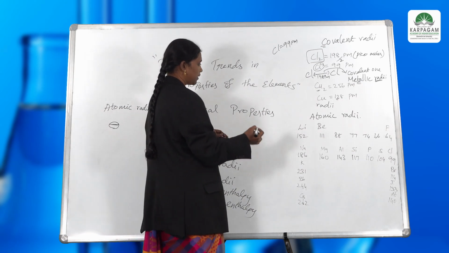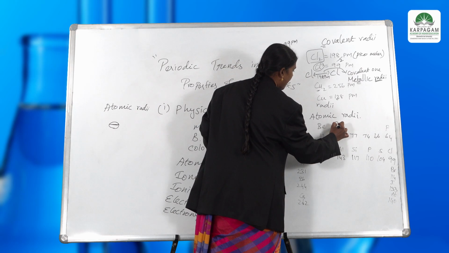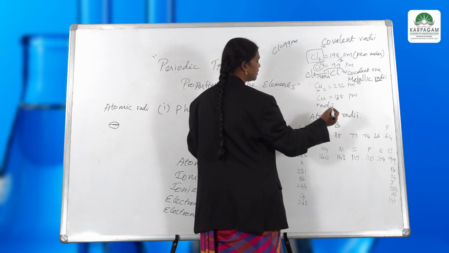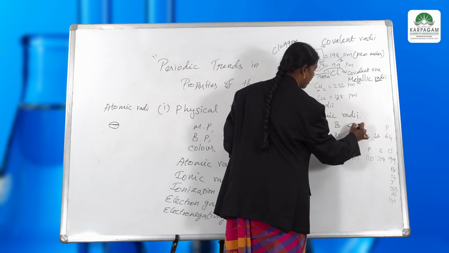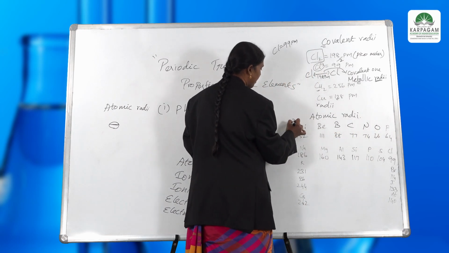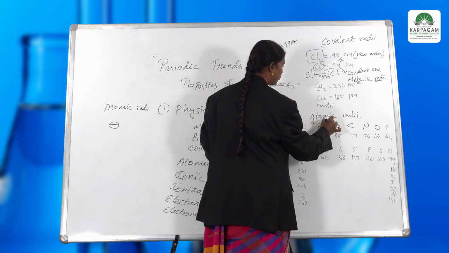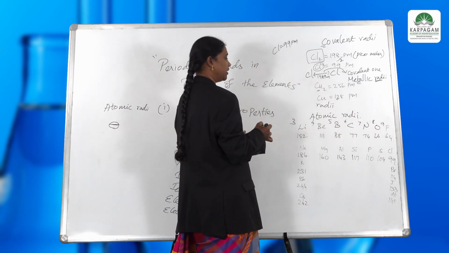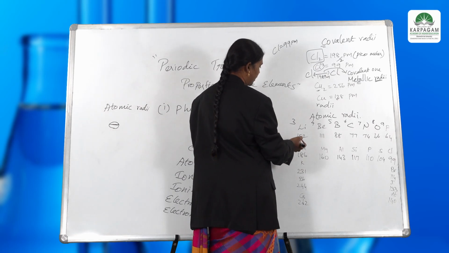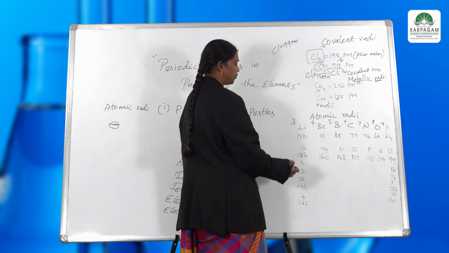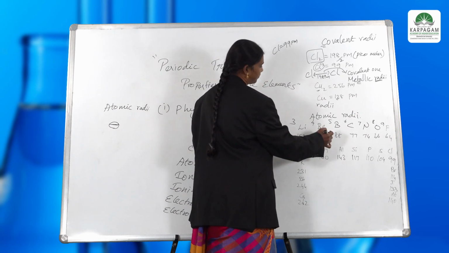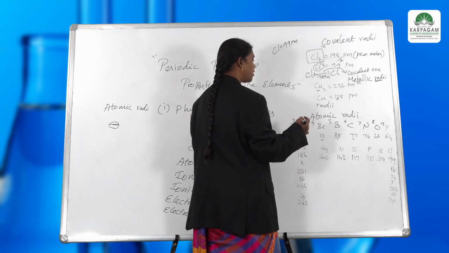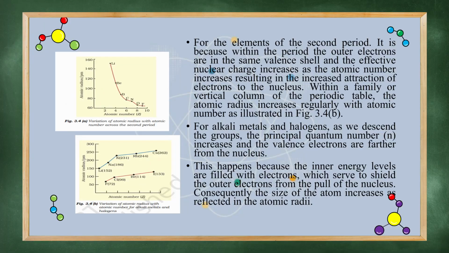Now consider the atomic radii along the period. Along the period, the atomic radii decrease with increase in the atomic number. Lithium has atomic number 3, beryllium 4, boron 5, carbon 6, nitrogen 7, oxygen 8 and fluorine 9. The atomic radii are lithium 152, beryllium 111, boron 88, carbon 77, and with increase in atomic number the atomic radii decrease.